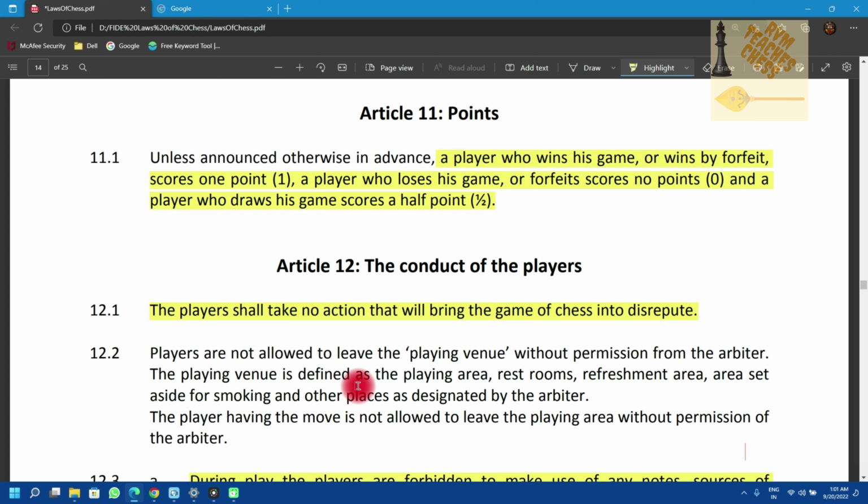Points. Points is the score you get depending on the result of the game. If you have won a game, you get 1 point. If you have lost a game, you get 0 points. And if you have drawn a game, you get half a point.